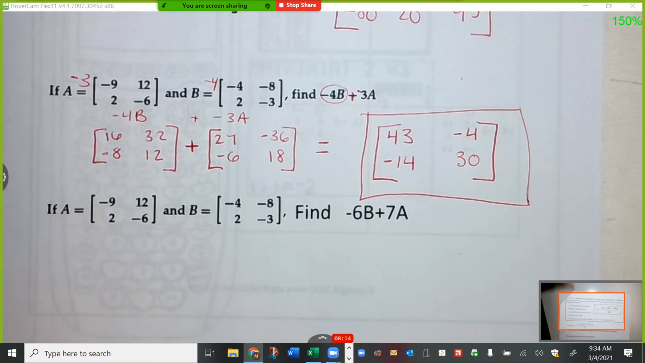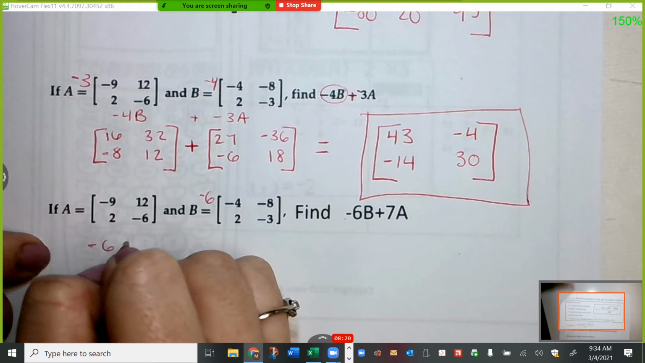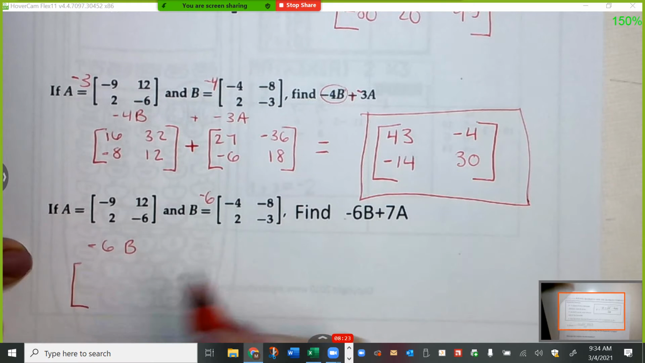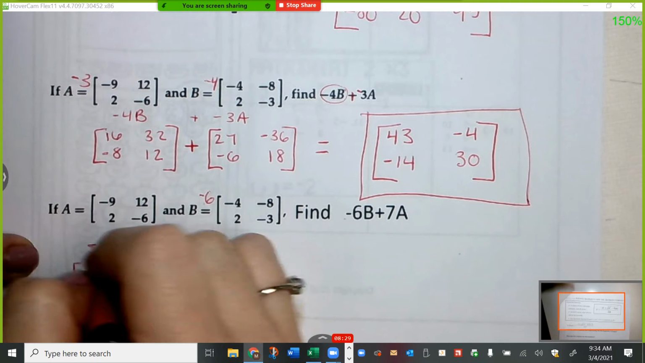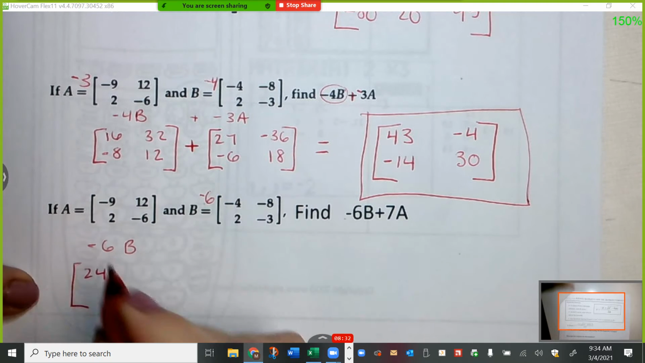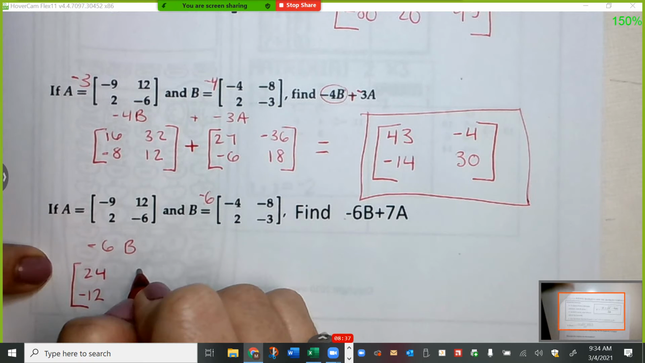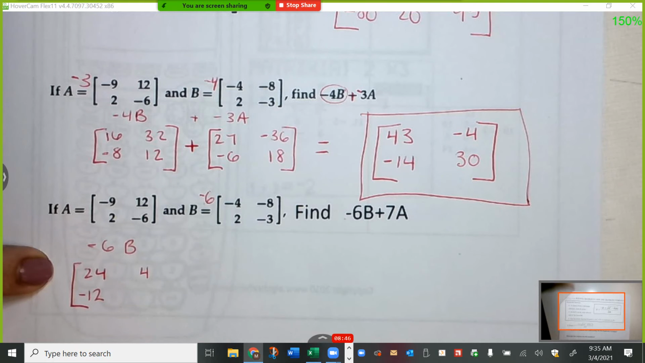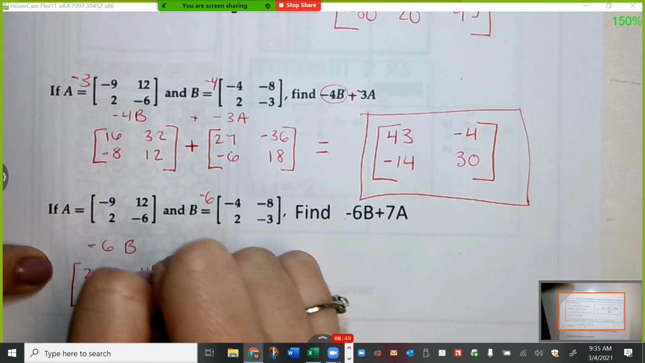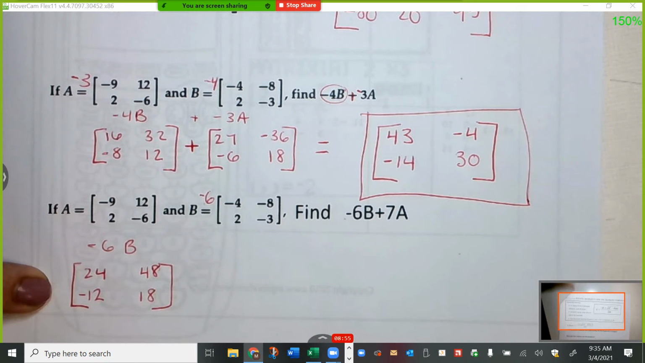Okay, so again, we have negative 6 times b. So I'm going to multiply negative 6 because we need negative 6b first. So what's negative 6 times negative 4? Negative 6 times 2? Negative 6 times negative 8? Two negatives makes a positive. 6 times 8 is 48. And then negative 6 times negative 3 is positive 18.